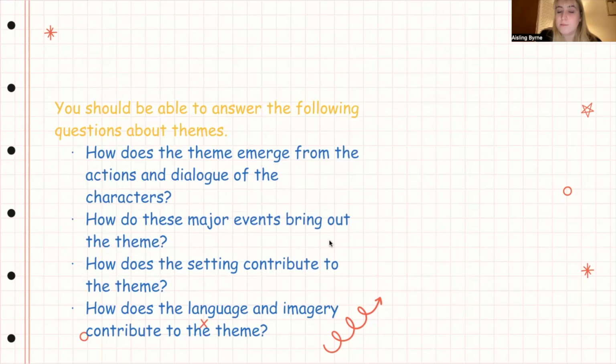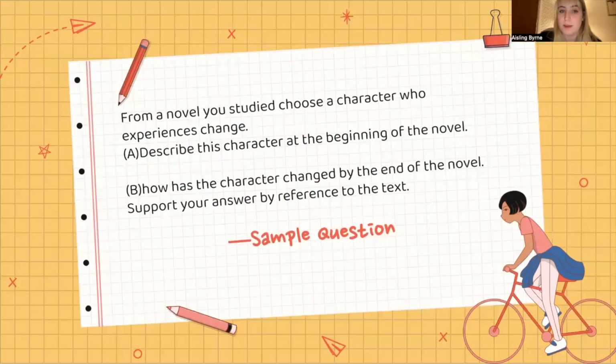So if it's the theme of escapism, how are the events in the story bringing in that theme? Why do they want to escape? Why have they escaped? How does the setting contribute to the theme? And how does language and imagery contribute to the theme? Like the author's use of language and how they're painting the picture of the text for us. How does that contribute to the overall theme of the play?